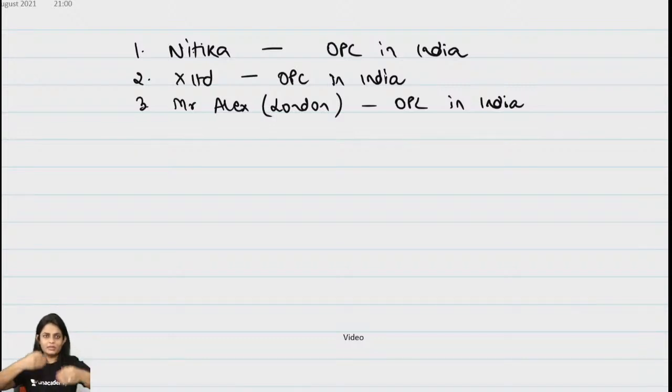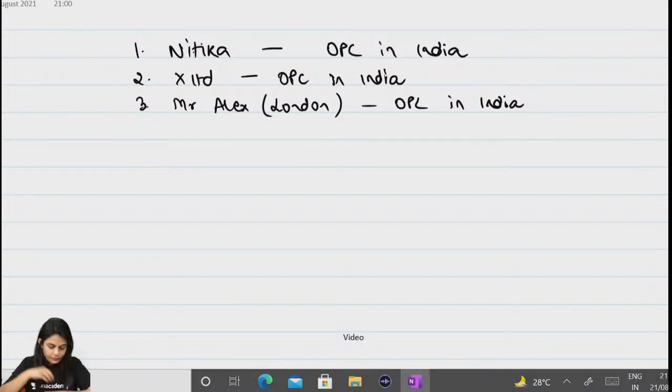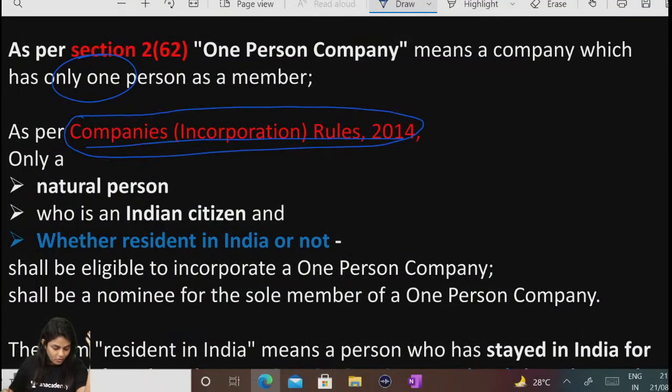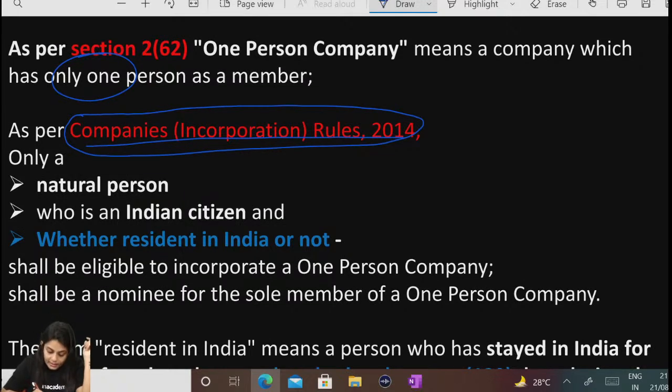Come on, you need to be a little quick. Yes or no? Can Mr. Alex from London form an OPC in India? Yes, no. Don't forget, to err is human. No. Okay. Now, only a natural person. When I say person in law, a person and a natural person are two different things in law, right? Person includes an artificial person also. So, even a company, a body corporate, or any association of persons or body of individuals, they are all considered as persons, right? So when we say person in law, it is not just you and me, it also includes an artificial person.